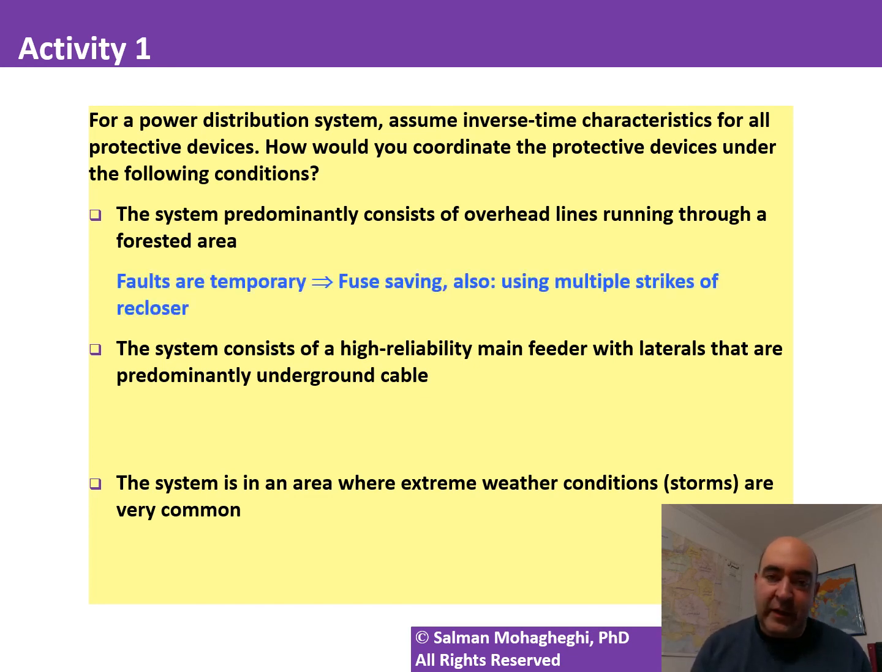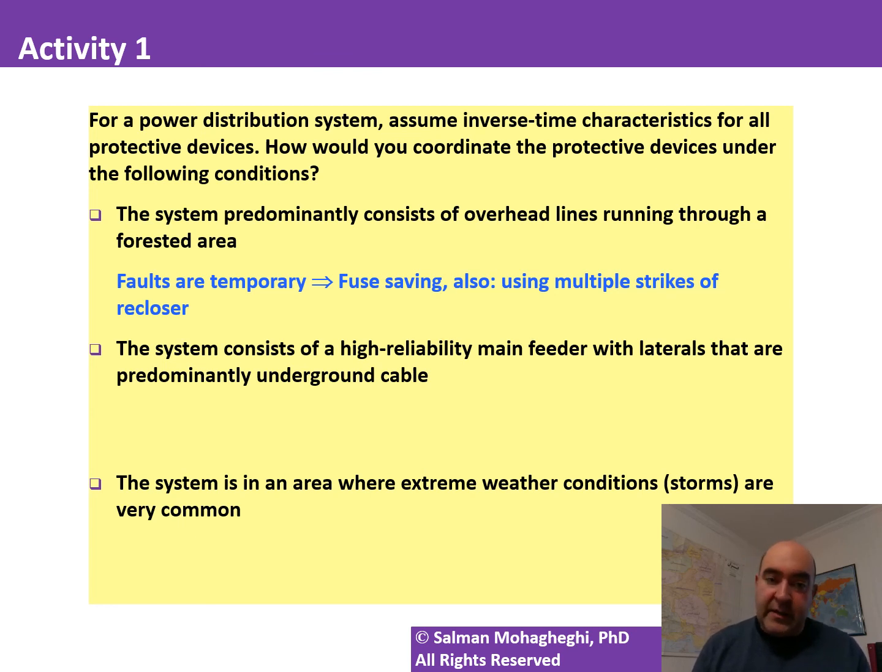Okay, I'm assuming you thought a little bit about this problem. Let's go through the first scenario. We have a system that predominantly consists of overhead lines running through a forested area. In a situation like that, we can imagine that the majority of faults are temporary. If faults are temporary, we would like to save our fuses. We don't want them to trip on these faults because that would lead to permanent interruptions for customers. So instead, we will use an auto recloser set to respond to faults before the fuses do. And to make things even more effective, you can use multiple strikes. You open the recloser and then close after a couple of cycles to see if the fault is there. If it's still there, you open again and wait for another dead time. You do multiple strikes until, for example, the fault is removed.